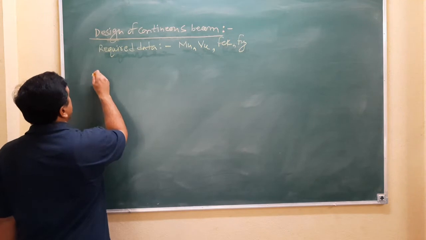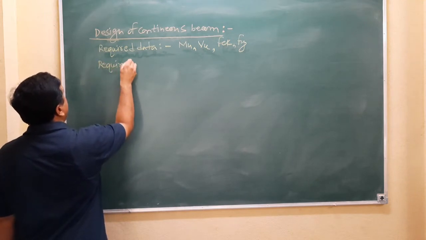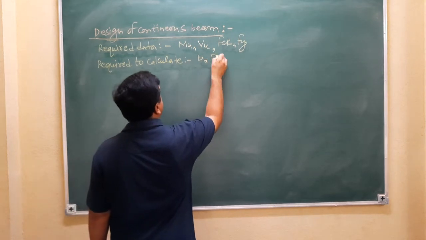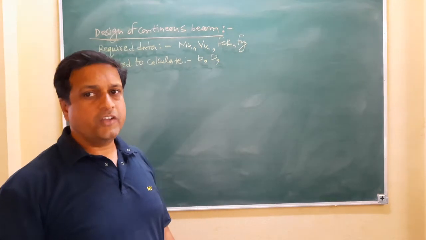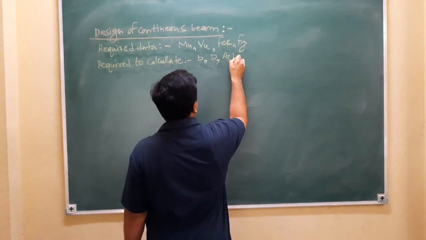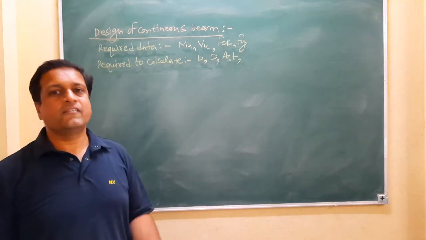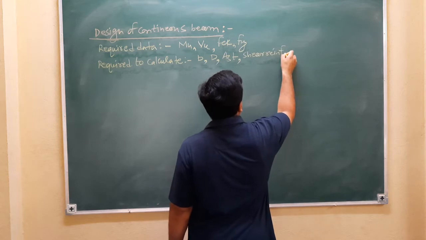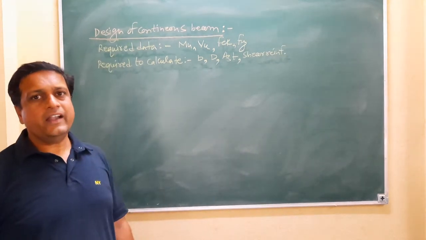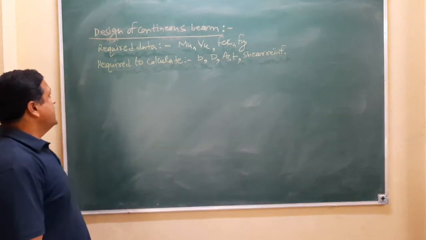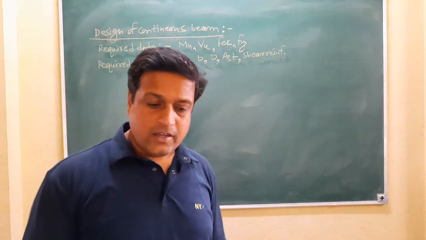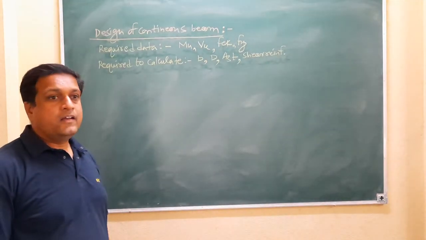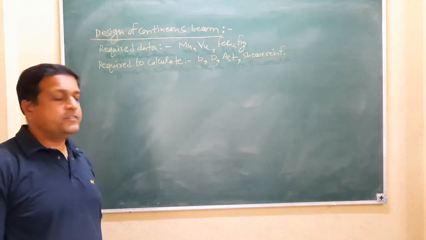Now, what do you have to calculate? Required to calculate: width of the section, depth of the section, area of tension steel. If compression steel is required, then you have to find that out, and the shear reinforcement that you have to design. That means the required data is ultimate bending moment, ultimate shear force, fck and fy.